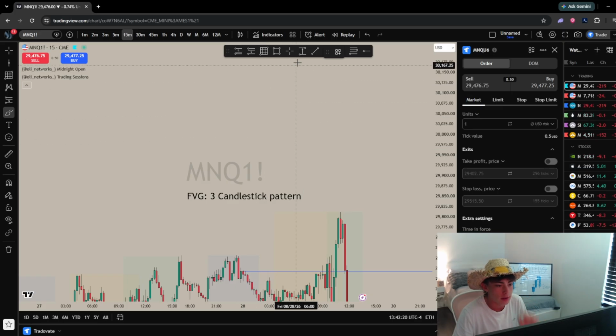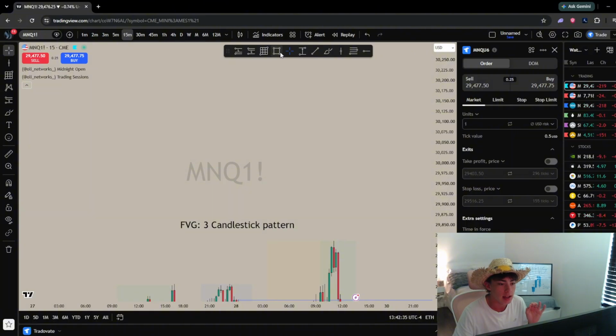A fair value gap looks like this. It is a three candlestick pattern. It can be bullish or it can be bearish. It can be three up candles, it could be three down candles, it doesn't have to be all up candles or all down candles in order for it to be a fair value gap. It just has to have this: a space between the first candle's top wick and the third candle's bottom wick. There has to be a space. Now, what do I mean by that? Let's draw it out like this.